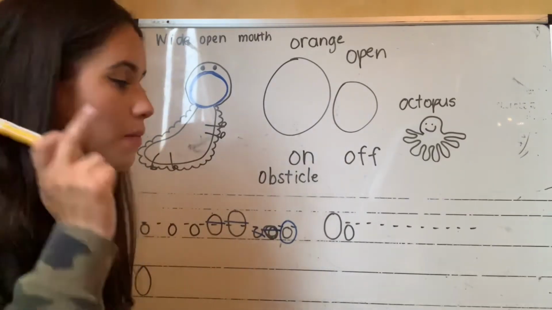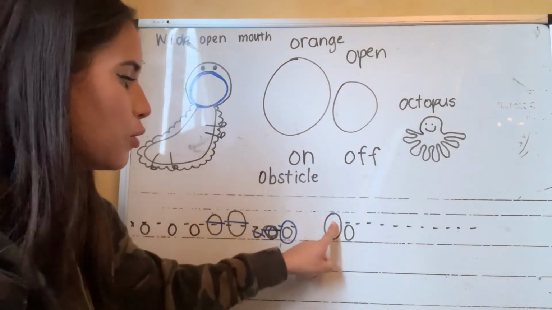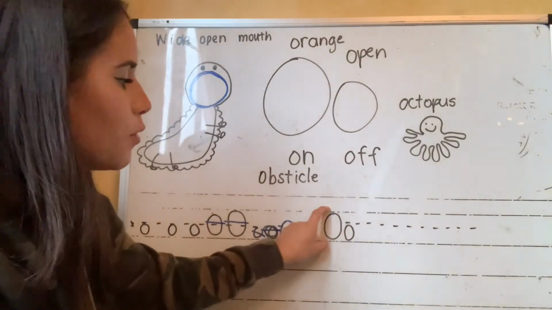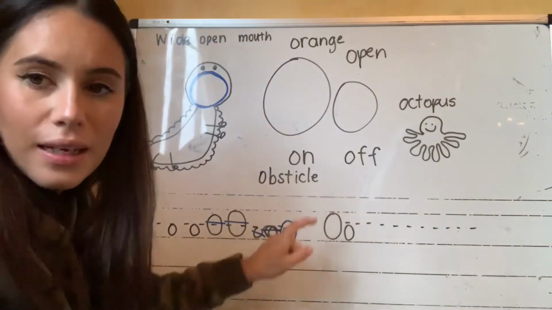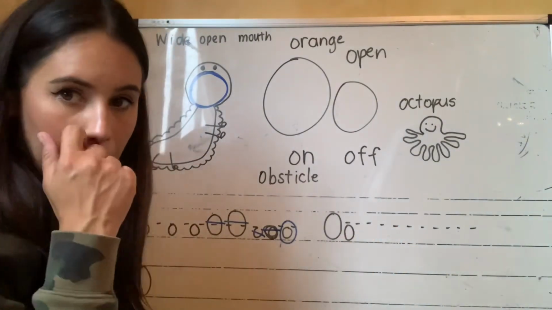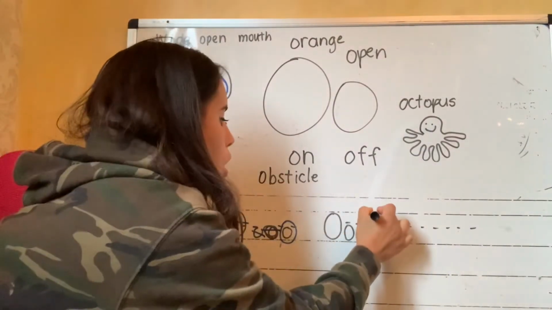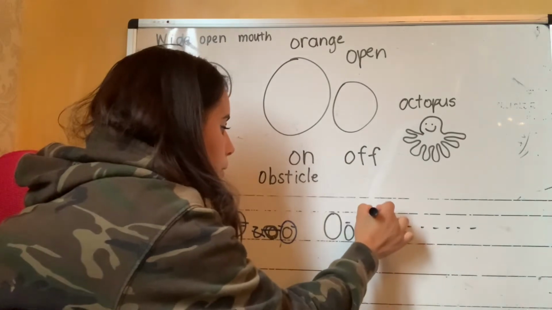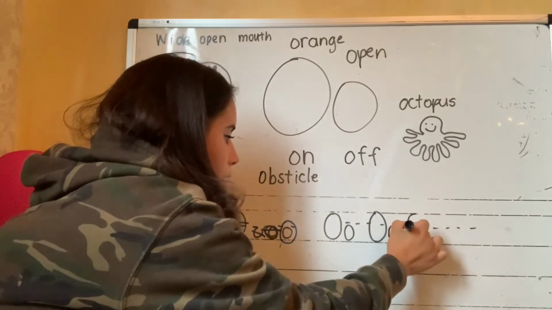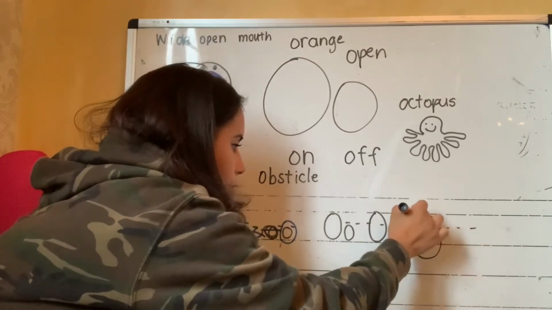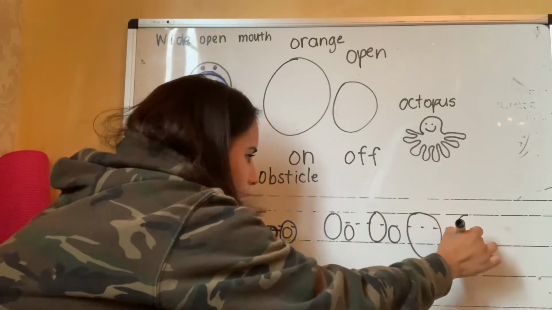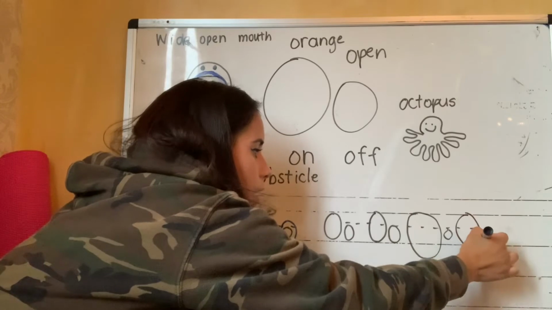Now, with that information in mind, I'm going to practice my capital O's and my lowercase O's next to each other. So my capital O's must sit in between the line, and my lowercase O's need to stay in the middle of the line. Right. Open mouth. Wide open mouth. Wide open mouth.